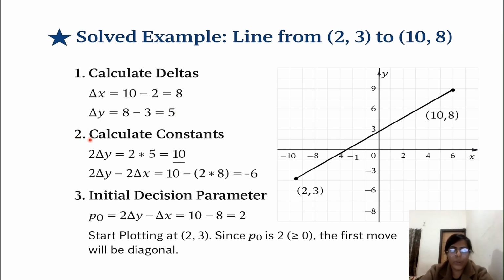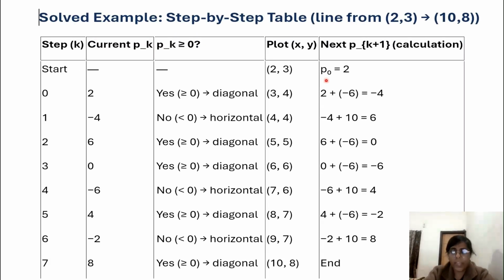Then we calculate constants which will be used further in the algorithm. Third, we calculate the value of the initial decision parameter, p0 equals 2 delta y minus delta x, which is equal to 2. Now we start plotting at 2 comma 3. Since the initial decision parameter value was 2, which is greater than 0, we move diagonally.